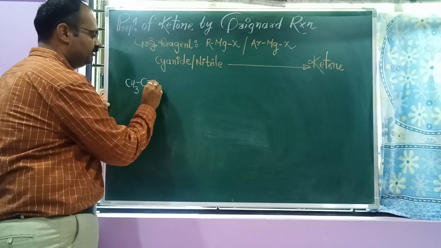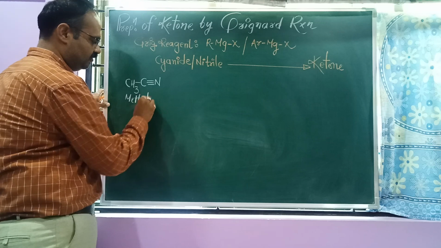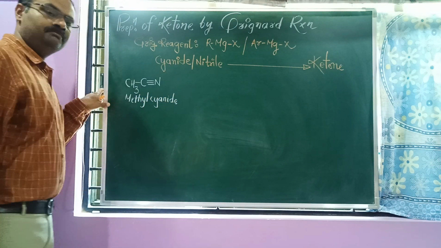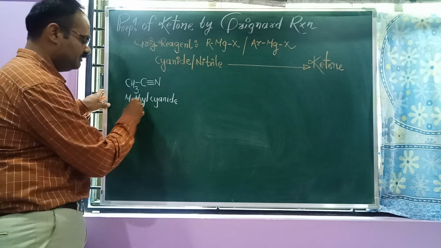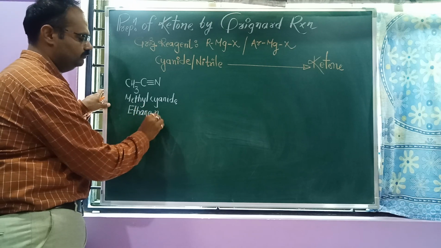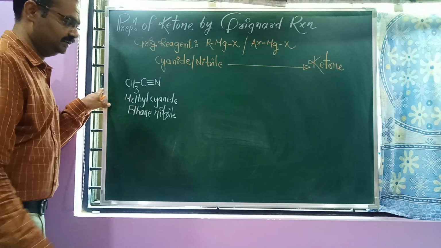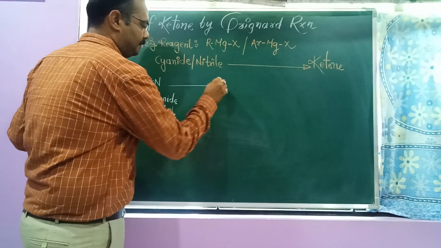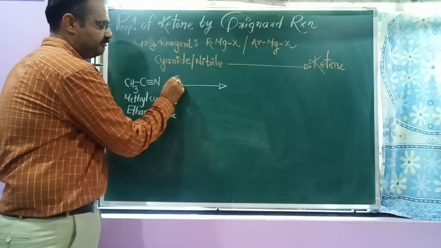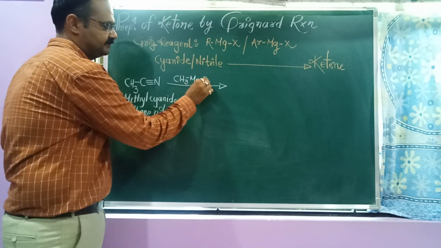CH3 C triple bond N. Name of this compound is methyl cyanide. Methyl cyanide is common name. IUPAC name should be ethane nitrile. See, this reagent will react with Grignard reagent. I will select CH3MgBr.